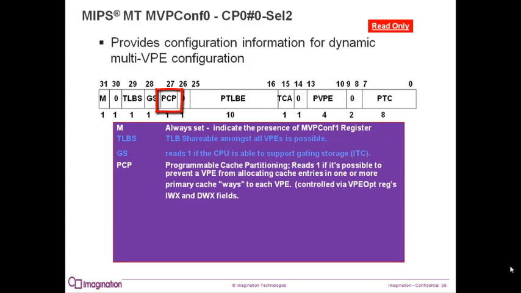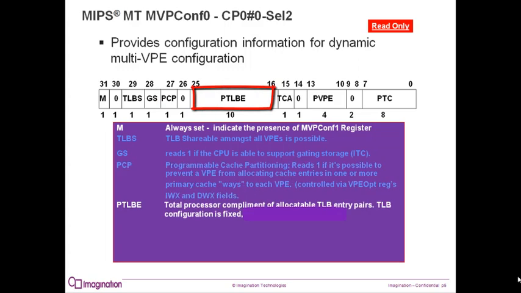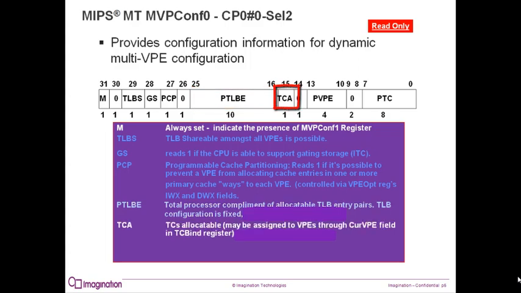The programmable cache partitioning bit indicates that the allocation behavior of the ways of the primary instruction and data caches can be controlled via the VPE opt registers IWX and DWX fields. There'll be more information on the VPE opt registers later in this section. The processor TLB enable bit indicates how many TLB pairs are allocatable. The TC's allocatable bit indicates that TCs may be allocated to a VPE through the current VPE field of the TC bind register.